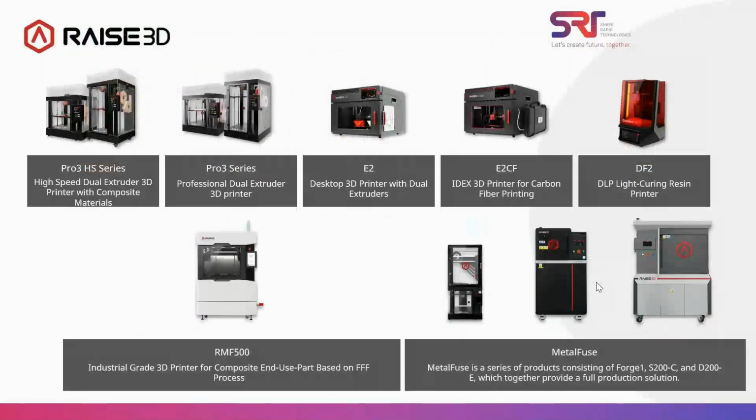A short intro about Race 3D, our principal OEM brand that we represent. Race 3D pioneers flexible manufacturing, and they manufacture desktop 3D printers, professional grade, as well as industrial grade, large scale, large format 3D printers. And recently they got into DLP printing with the DF2 printer and SLS as well with their newly introduced RMS 220. They are a quite young company, very innovative company, and it's always been a pleasure working with them.